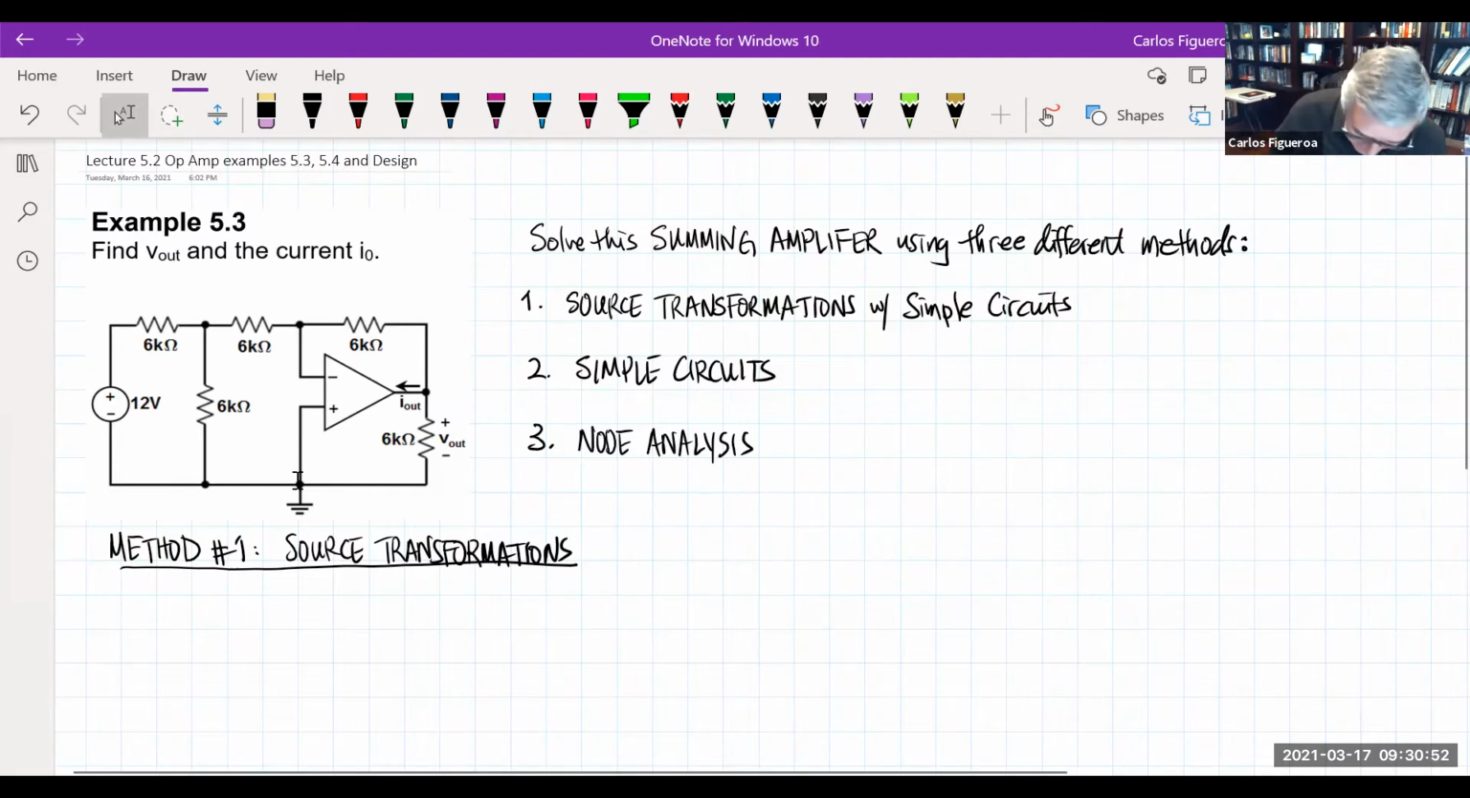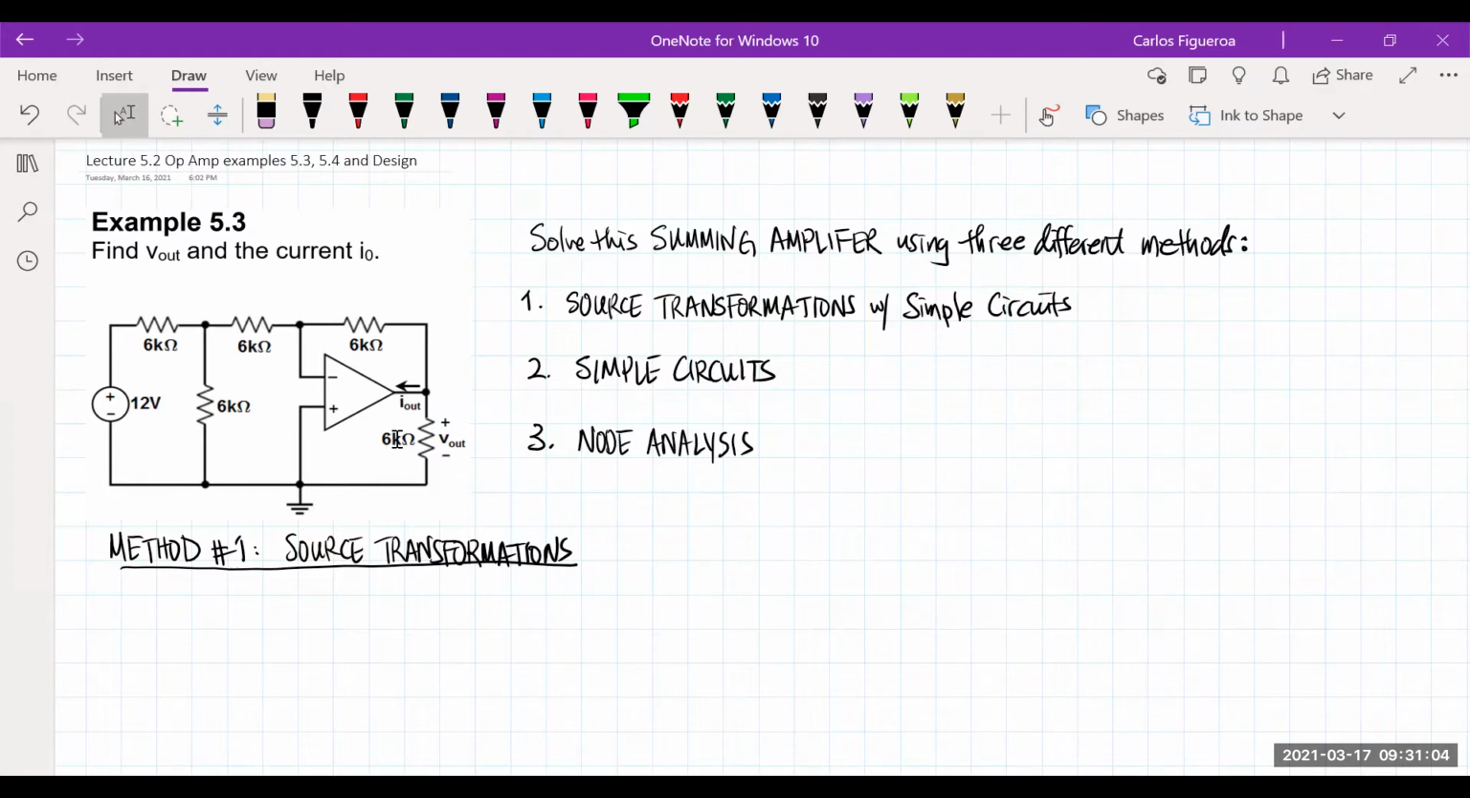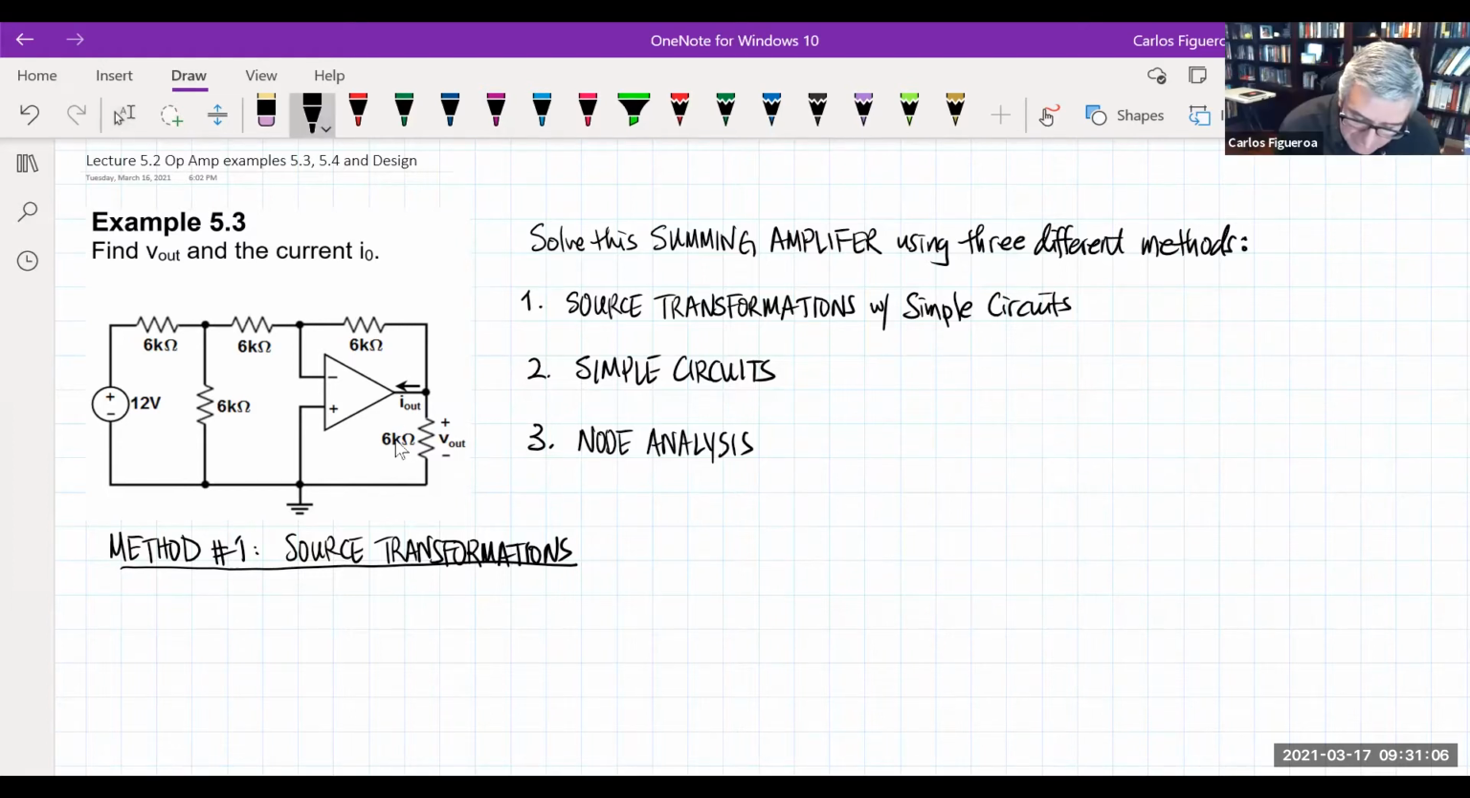Okay, so here we are. We're looking at example 5.3. I think that's what we were on. And this is called a summing amplifier. One of the things that I want to do here is show you another technique for solving these circuits. We want to talk about source transformations, simple circuits, and then we will do node. I think this might be the last time I do node.